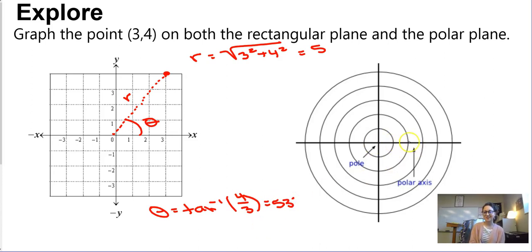So I'm going to go to the fifth circle, 1, 2, 3, 4, 5. I'm just going to eyeball this 53 degrees, a little bit more than halfway, so somewhere here. And if you will notice, our points do match, right? They're in quadrant 1, same distance from the origin, making that same angle.